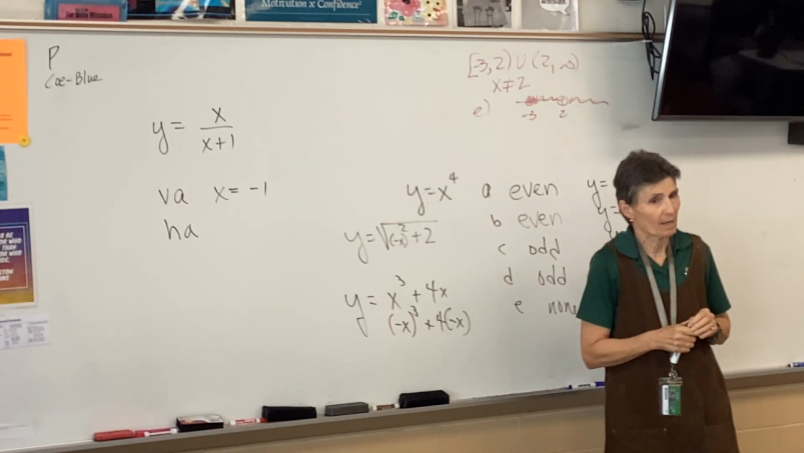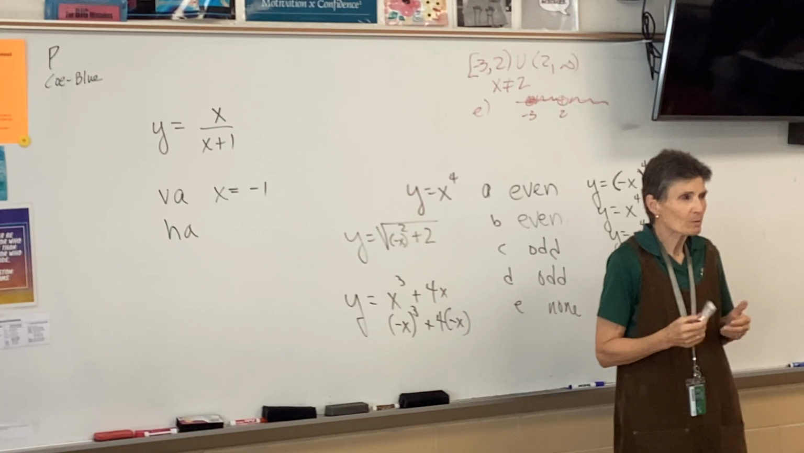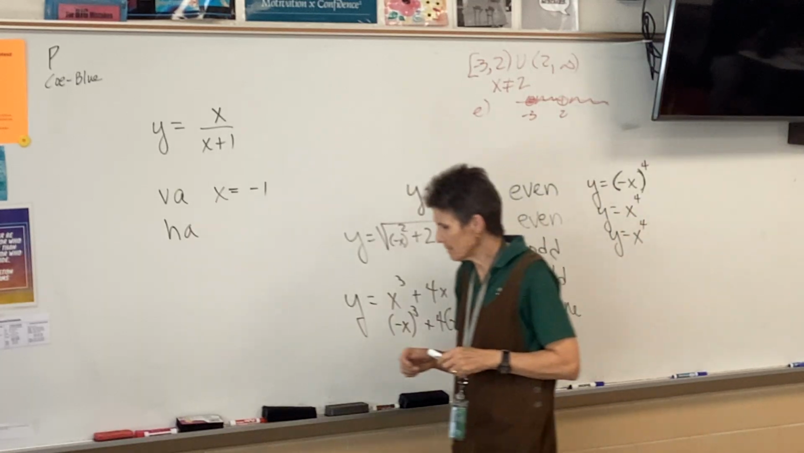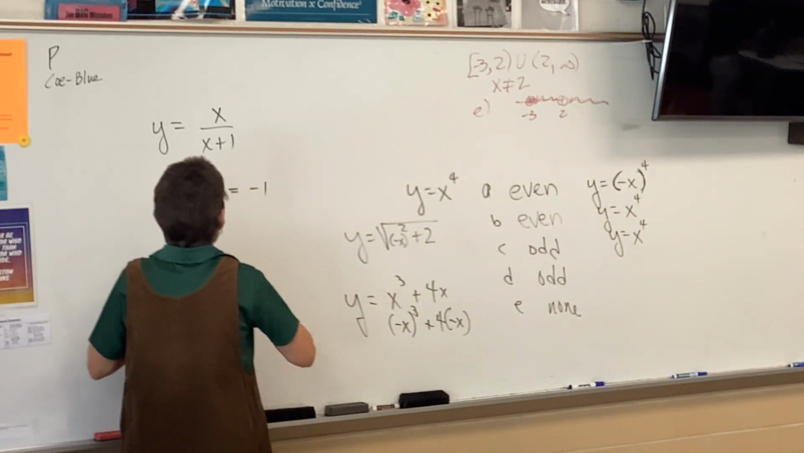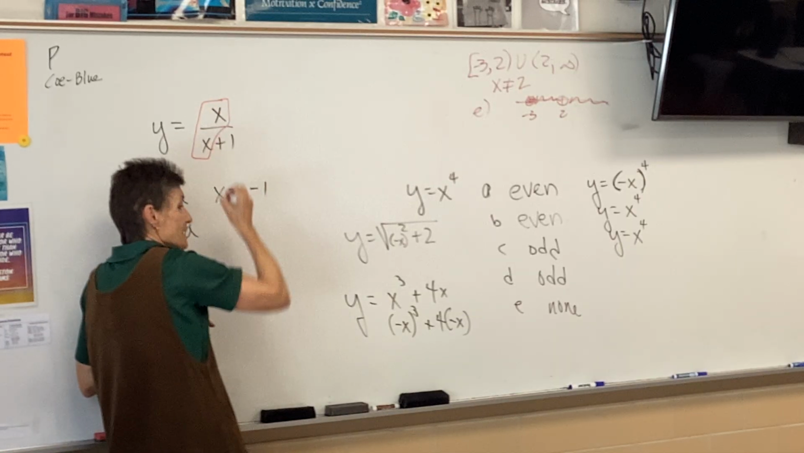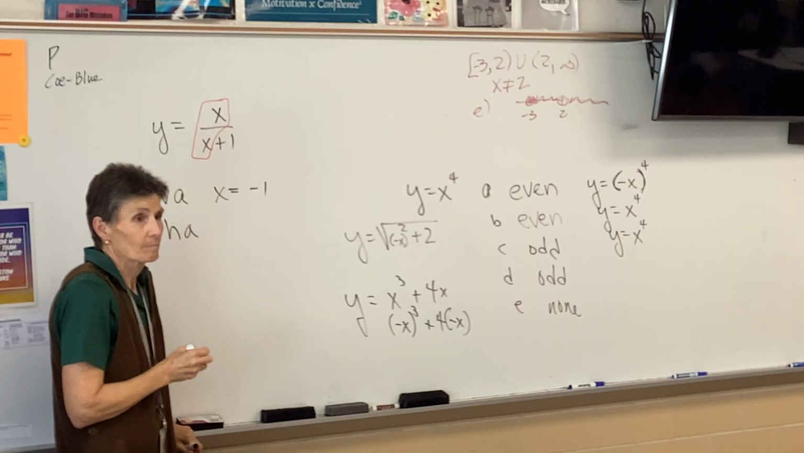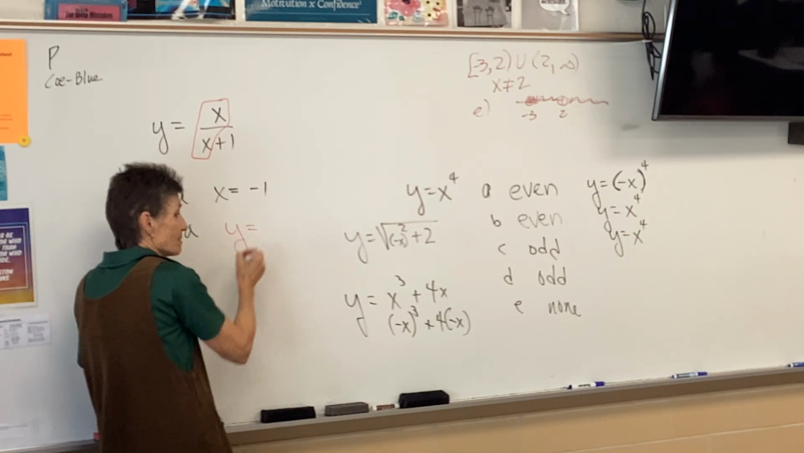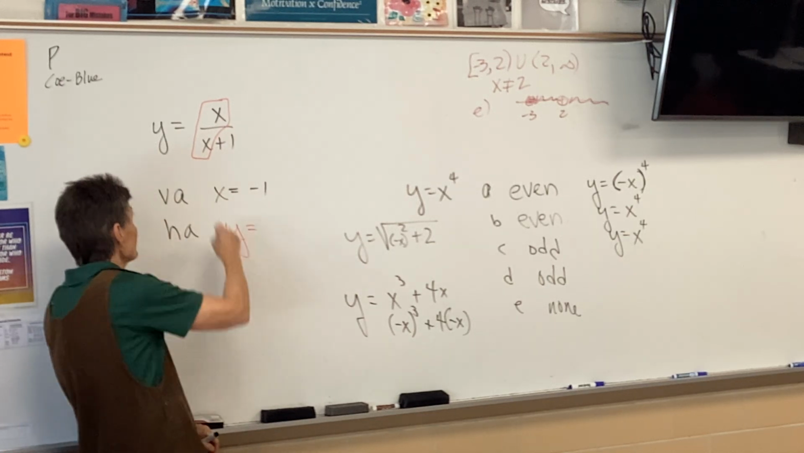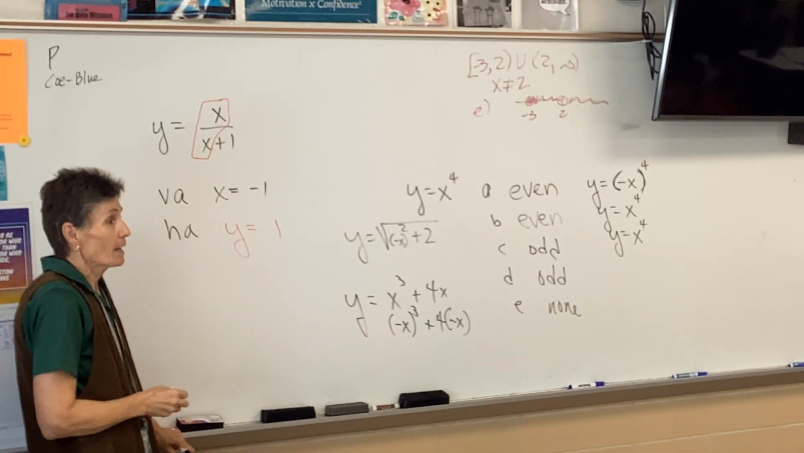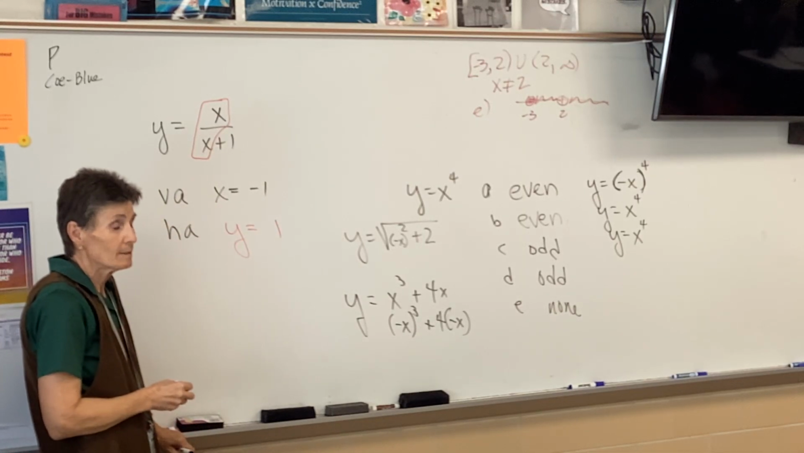Now, how about the horizontal? Anybody remember this from last year? I know you guys did it. It's a little trickier. Do you remember looking at your fraction and comparing only the x's? So what would be my horizontal asymptote? y equals 1, x over x, x over x, y equals 1.